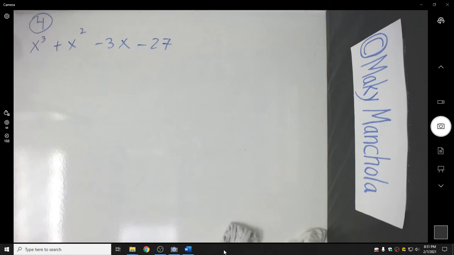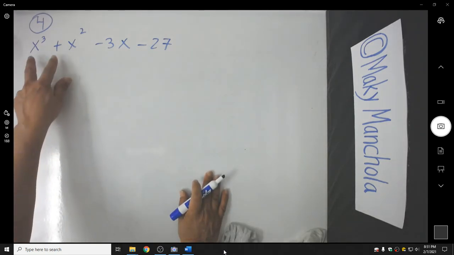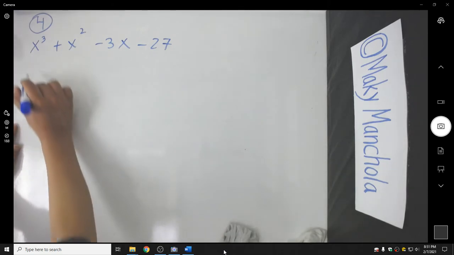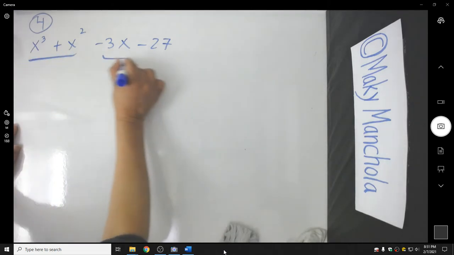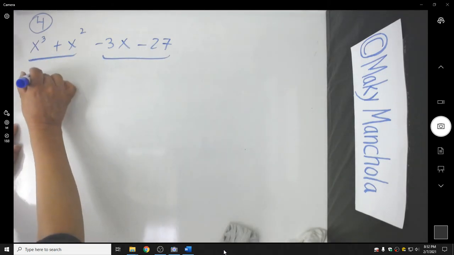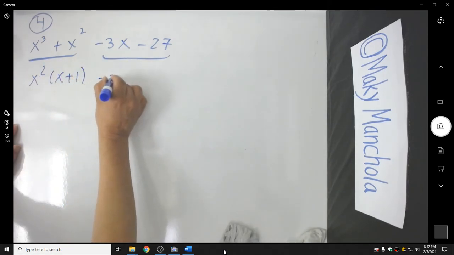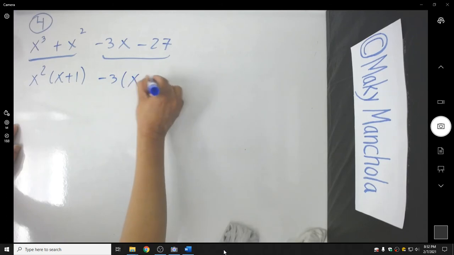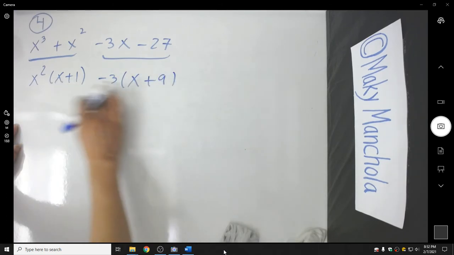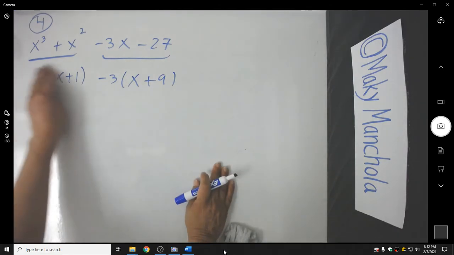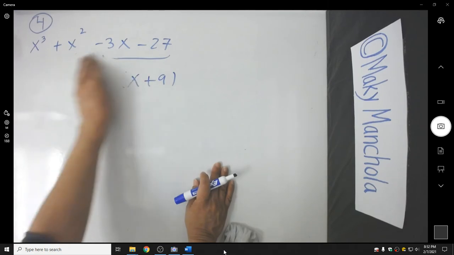Okay, so could we group the first two and the last two? If we group first two, last two, here is what we get. x squared times x plus 1, minus 3 times x plus 9. We didn't get a common factor, so it looks like this way of grouping is not going to work. So let's try rearranging terms.